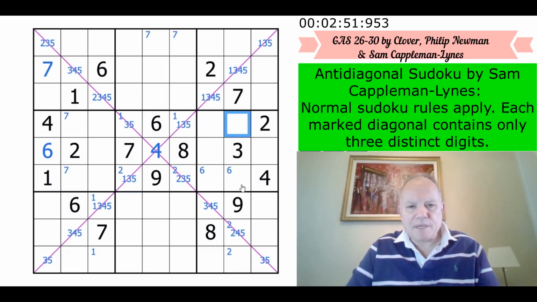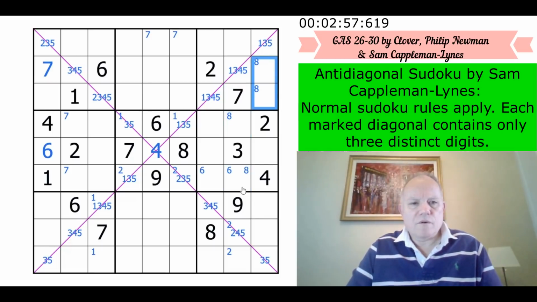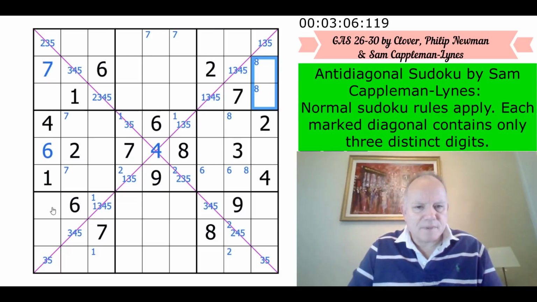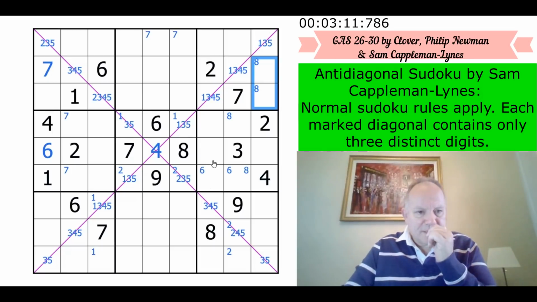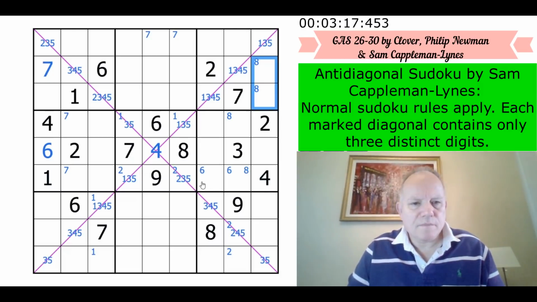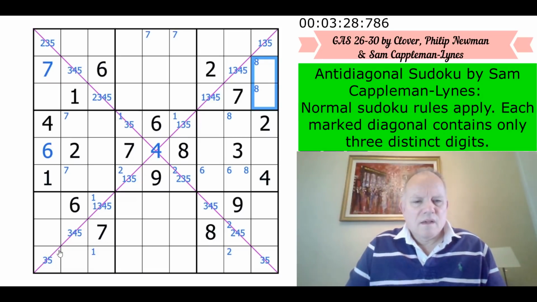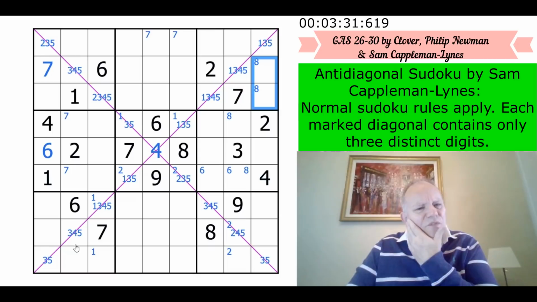Slight reset. 8 has to be in one of those two cells, and therefore one of those two. 2, 4... I want to see 9 and 8 trying to do things in places, but they're not really giving me a lot of information. So much for genuinely approachable. I am struggling to approach this. 9, 8, 4, 2. Oh, look, 5.